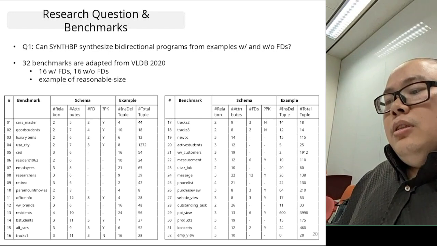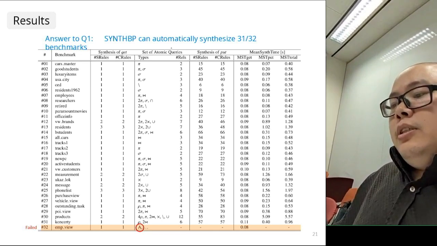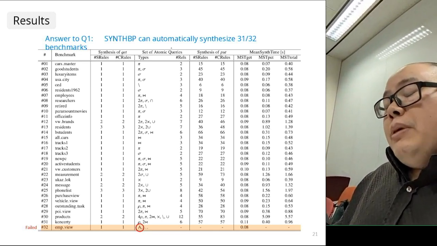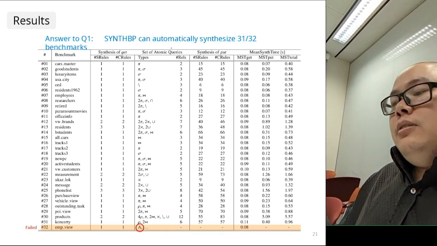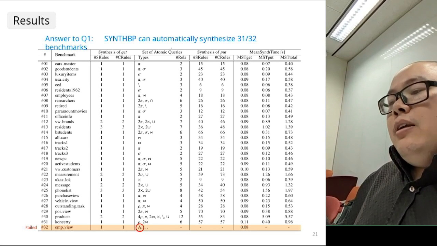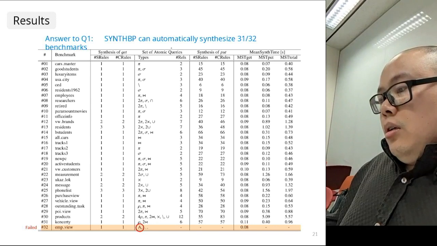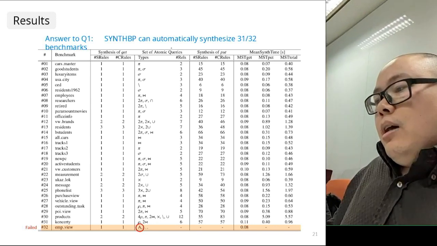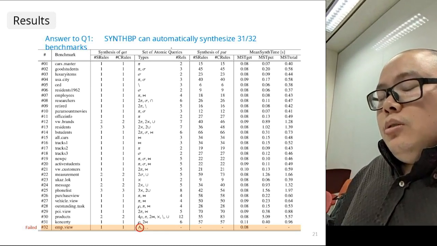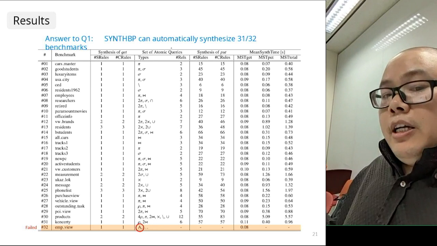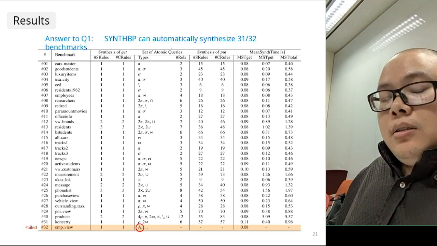In slide 21, we show the preliminary result. To answer the question about the capacity of our system, our system can automatically synthesize 31 out of 32 benchmarks. There is only one failure, in the last benchmark, because the query contains aggregation, which is not supported. There is not much information about the view update strategy for aggregation, and we cannot make templates for that one.